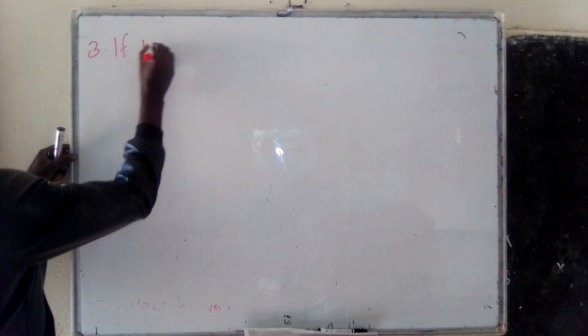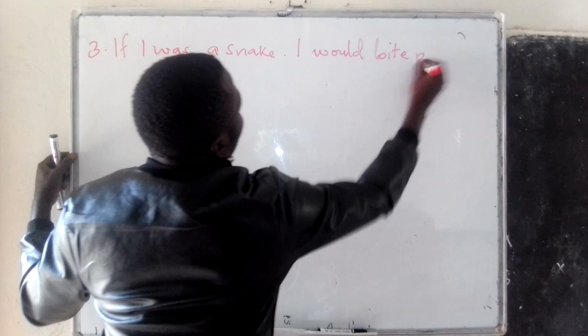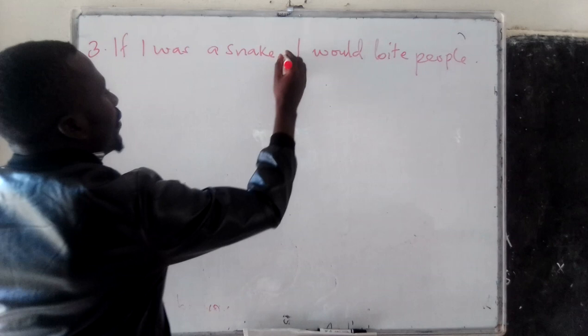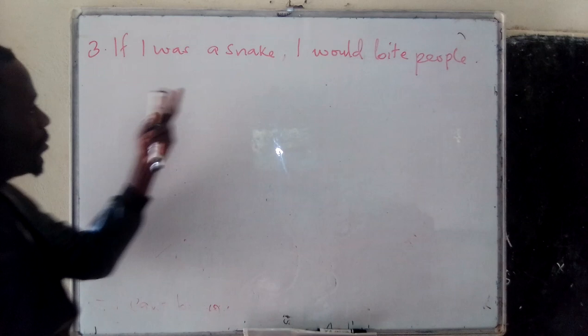If I were a snake, I would bite people. We have example number three. If I was a snake, I would bite people. So you see that even this sentence here is an impossible sentence. In fact, I can't become a snake. And moreover, I can't bite people. So if I were a snake, I would bite people. But I'm not a snake, therefore, I can't bite people.